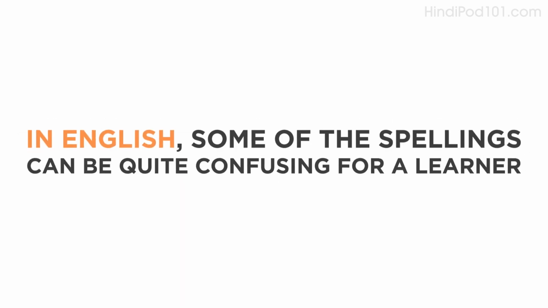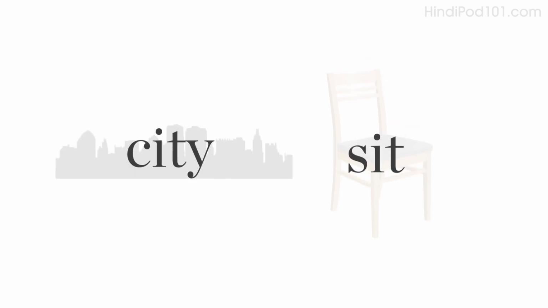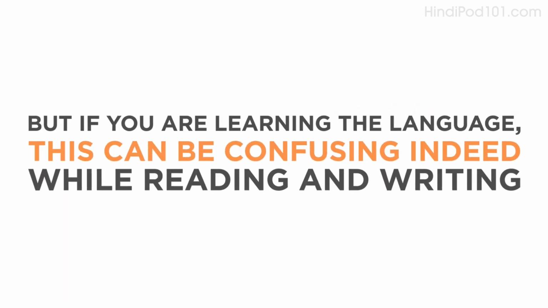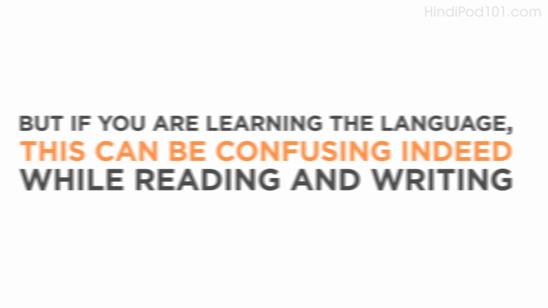In English, some of the spellings can be quite confusing for a learner. For example, the sound of the letter C in city is the same as the sound of the letter S in sit. At the same time, the sound of the letter C in city is different from the sound of the letter C in cup. For someone who knows English, this isn't a difficult thing. But if you're learning the language, this can be confusing indeed while reading and writing.